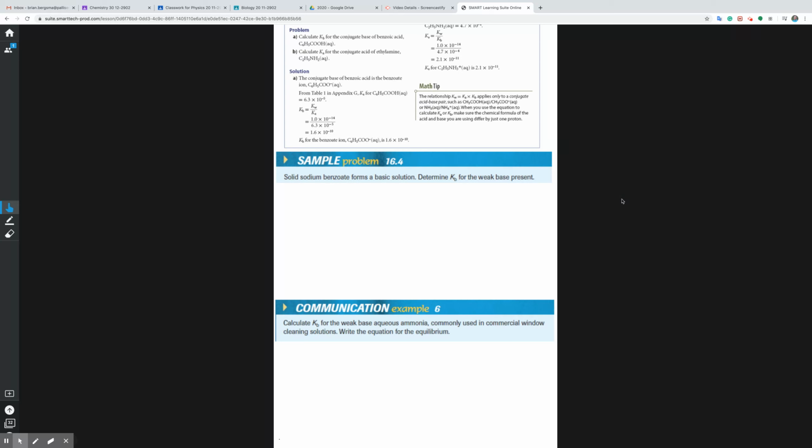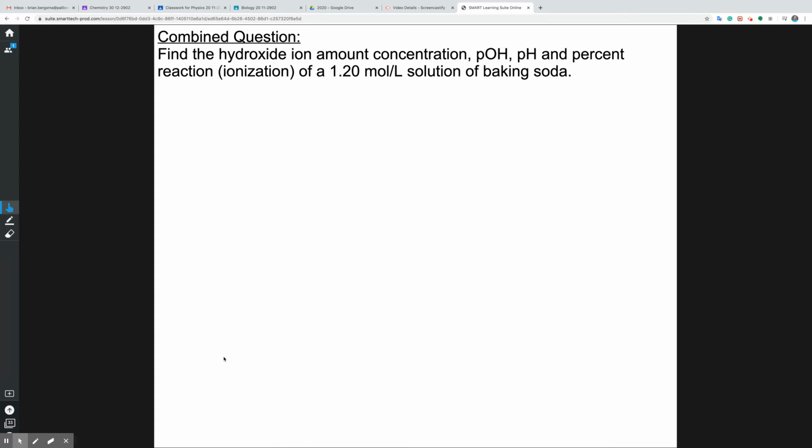Okay, so problem 16.4 is on page 747. Example 6 is on page 748. And again, if you want to see any of these, just let me know and I can do video examples. Yeah, I will do video examples of this one that isn't already in your textbook.